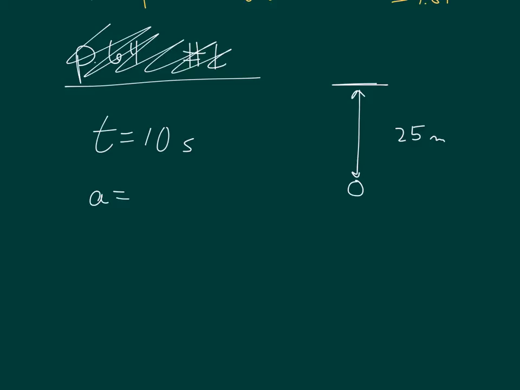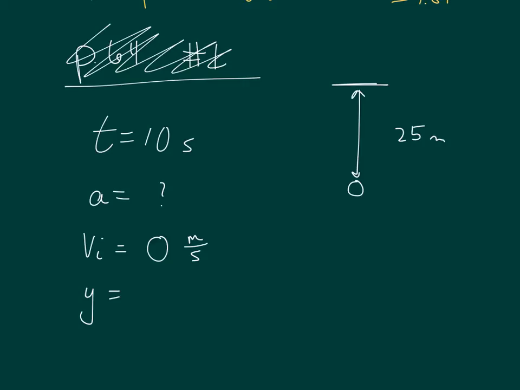Can somebody else tell me the other variable values I can plug in? What's VI and what's Y? Give me one of those, Theo. The initial velocity is 0. How come? Because it's not thrown down. It takes an object 10 seconds to fall, like a free fall.